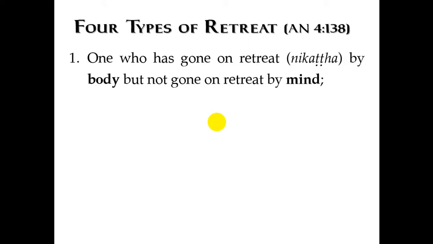Four types of retreat. Normally we go on retreat for meditation, right? A retreat, staying quietly in a quiet environment, right? So we have four types of retreat. Number one, one who has gone on retreat by body. You go to a meditation retreat, not by mind. Your mind is thinking about your family, thinking about food, and thinking about sensual pleasures, right? So you are on retreat by body, not by the mind.